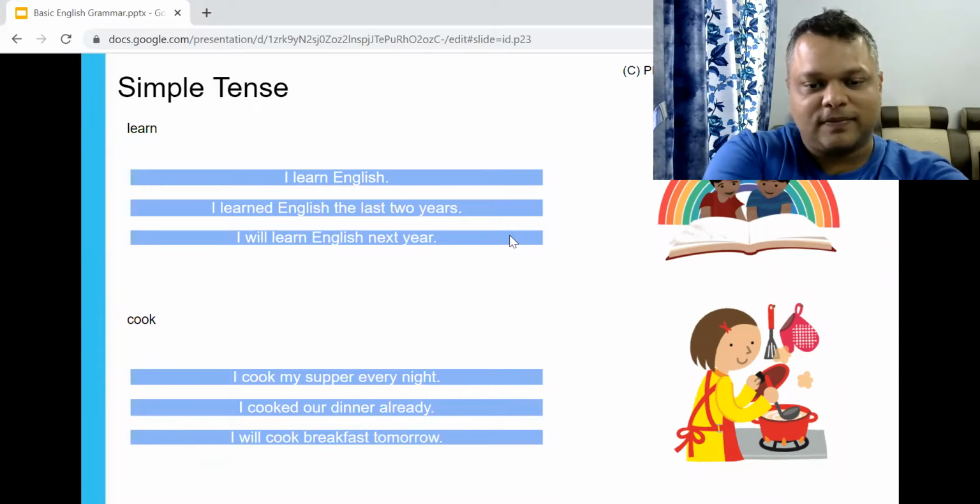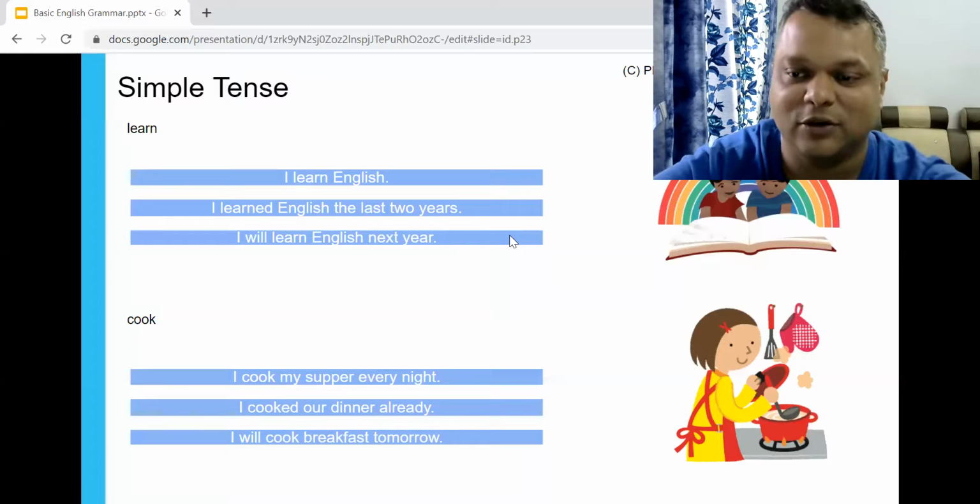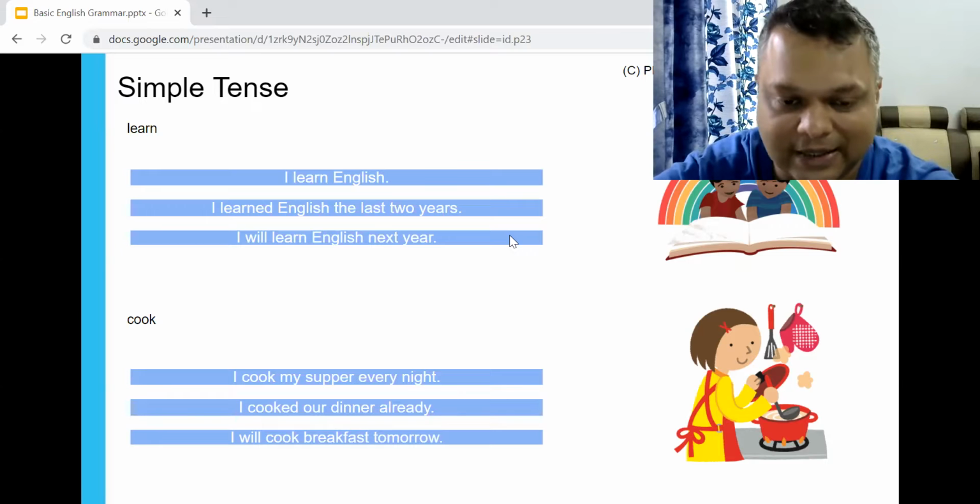Next example is cook. I cook my supper every night. This is the present simple tense. तो अगर आप मेरे सामने खड़े हो और मैं आपको बोल रहा हूँ कि I cook my supper every night, it is in present tense. और अगर मैं बोलता हूँ I cooked our dinner already, this means that मैंने already कर दिया है वो action. It is already completed. I will cook breakfast tomorrow, or I will cook dinner tomorrow, or I will cook lunch tomorrow. This means that the person will do the action in the future. Therefore, it becomes a case of future simple tense.